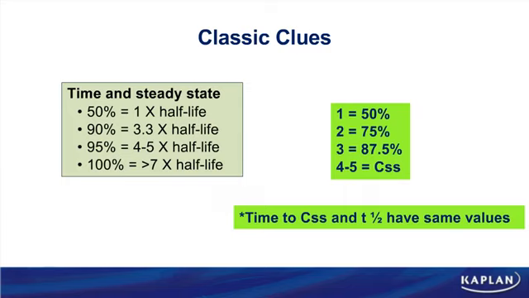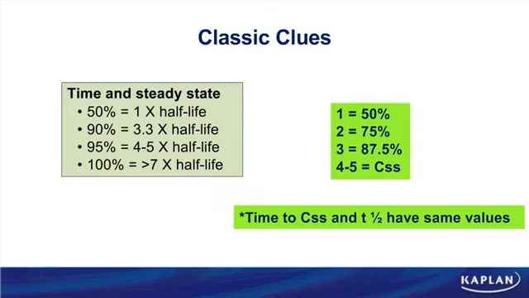Now I'm at 50% on my way to 100%. In the second half-life, I get halfway to my goal. So what's halfway between 50 and 100? That's right, 75%. Now I'm at 75 on my way to 100. What's halfway between 75 and 100? 87.5%. So 3 half-lives in, I'm 87.5% of the way to steady state. And then once we get to 4 or 5 half-lives, we will call that clinical steady state.